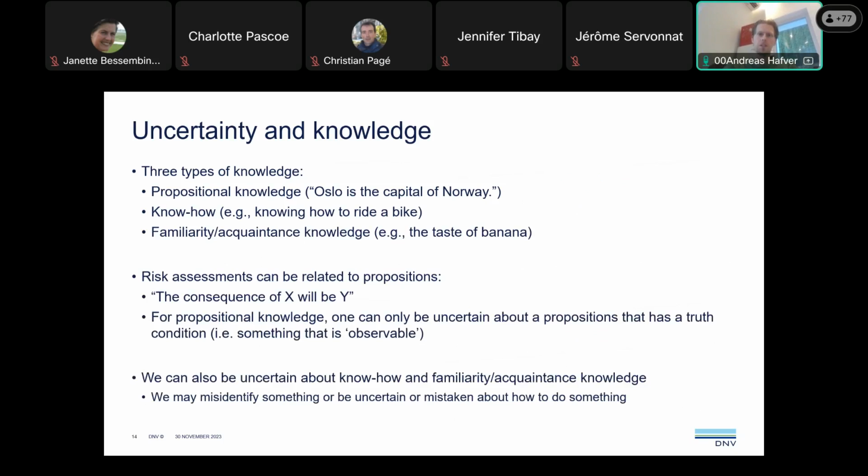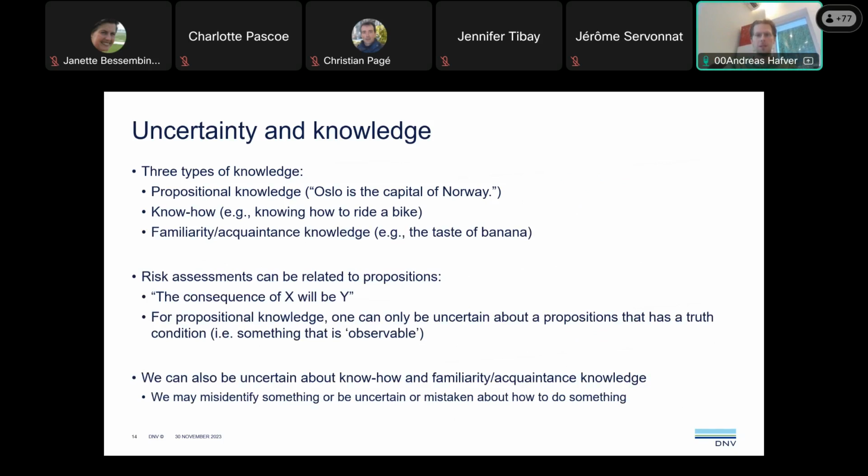It's common to divide knowledge into three types. Propositional knowledge, so for example, Oslo is the capital of Norway. It's like a fact, or a statement, a proposition. They also have know-how, for example, knowing how to ride a bike, or familiarity or acquaintance knowledge, like knowing the taste of bananas, for example.